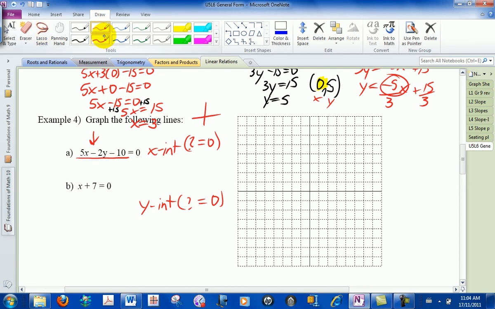You've got to do the math. For the x-intercept, which value is 0? Exactly, your y has to equal 0. For your y-intercept, which value is 0? X. Okay.